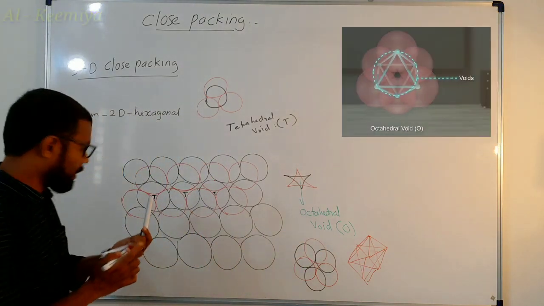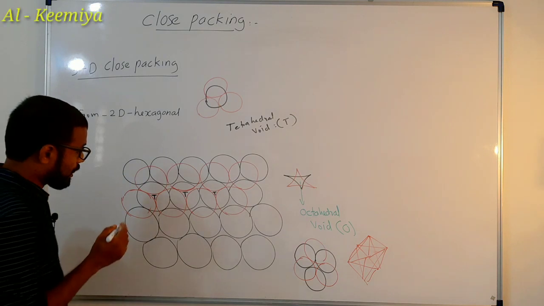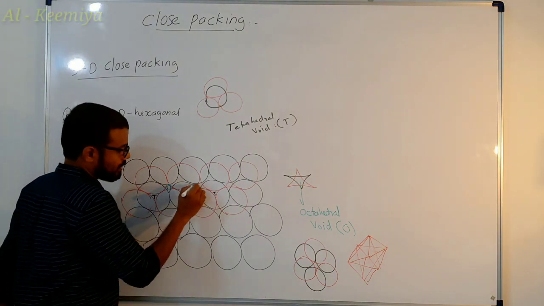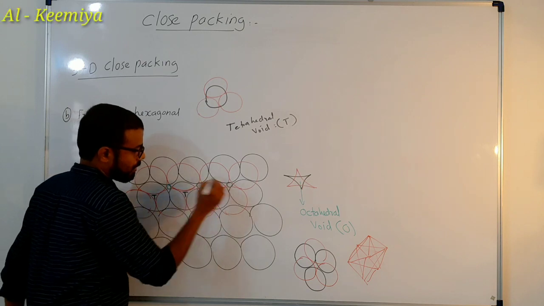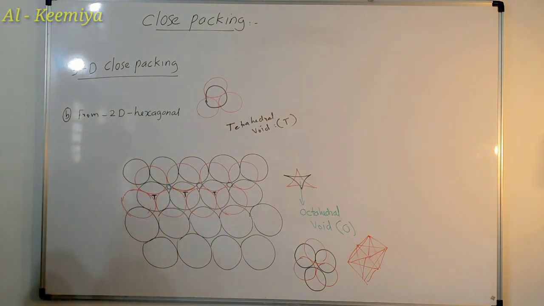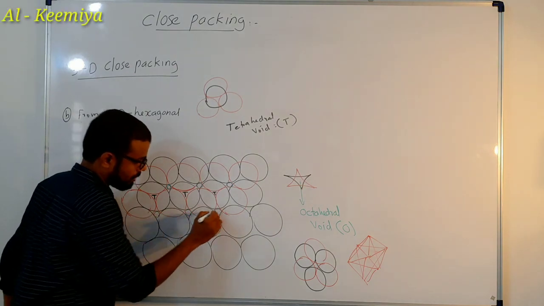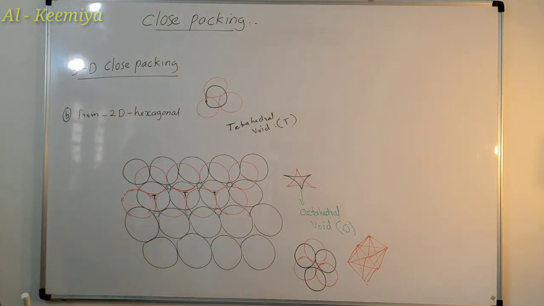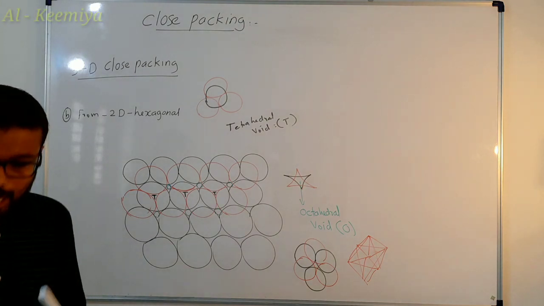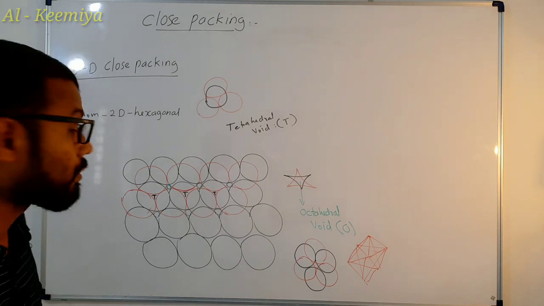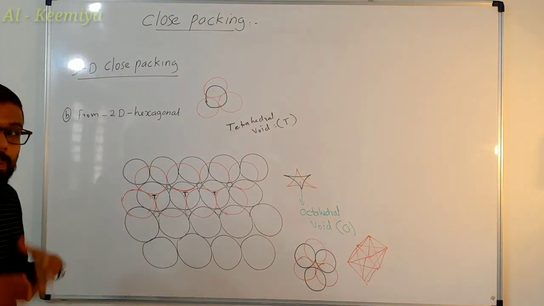So octahedral void we are denoting by O. This is an octahedral void. This is another octahedral void. This is another octahedral void. Here we will be having one octahedral void, one octahedral void. Here again an octahedral void. So octahedral void is represented by O and tetrahedral void is represented by T. Now we are going to place the third layer.